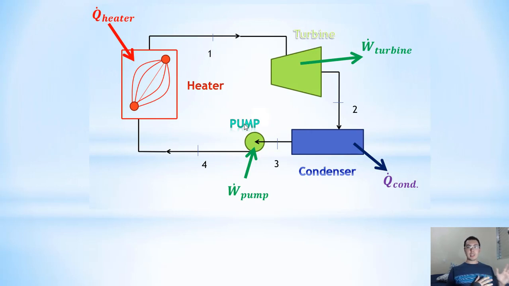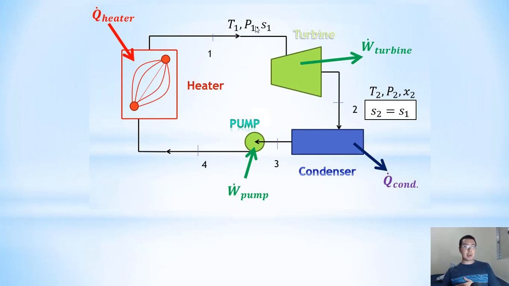Okay, so here we have the cycle, as I told you before. I know all the states at the entrance of all the components. Here, as I told you, we will have some temperature, some pressure, and some entropy. Here at point 2, we will have also a temperature, a pressure, and a vapor quality. Also, the entropy is the same as point 1 because this process is isentropic. And at point 3 we will have vapor quality 0 because we don't have any vapor, we have only saturated liquid.